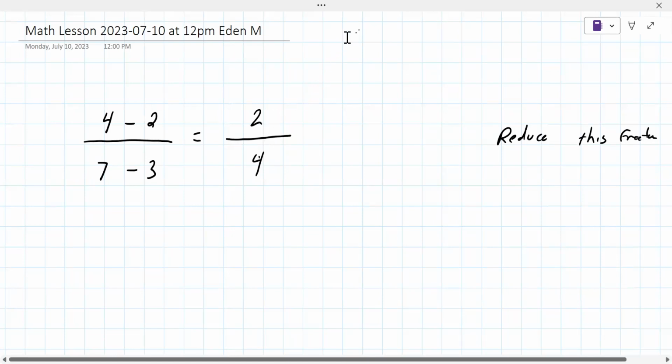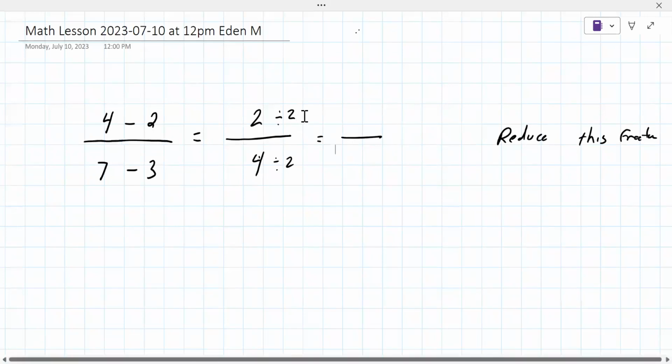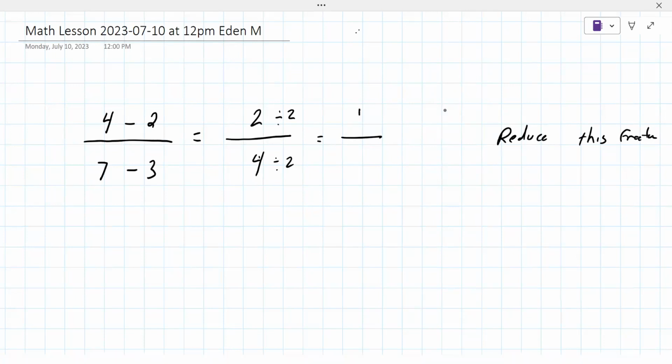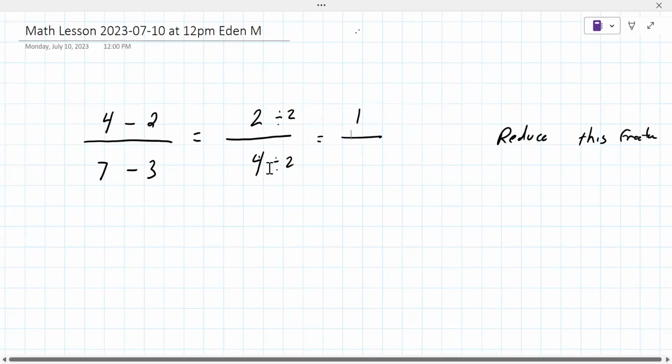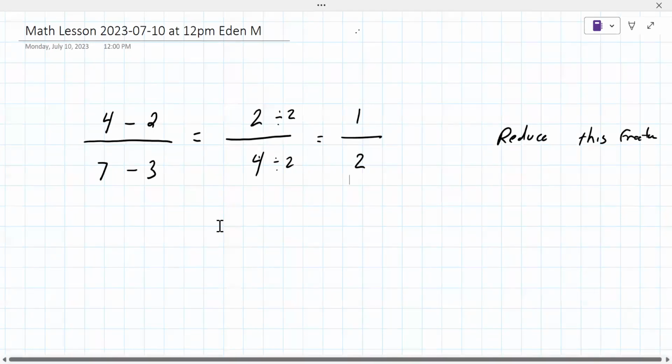Yeah, they both can be divided by 2. What is 2 divided by 2? It is 1. So whenever you have the same number divided by itself, it is 1. How about 4 divided by 2? It is 2. All right, good. Any questions on that? No.